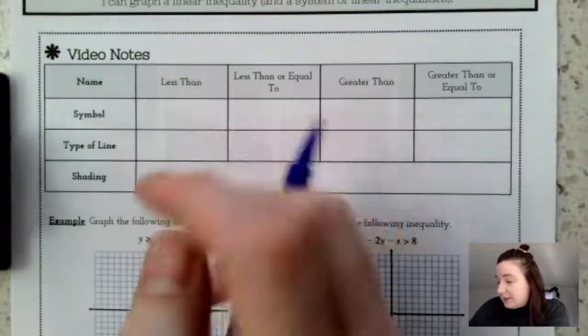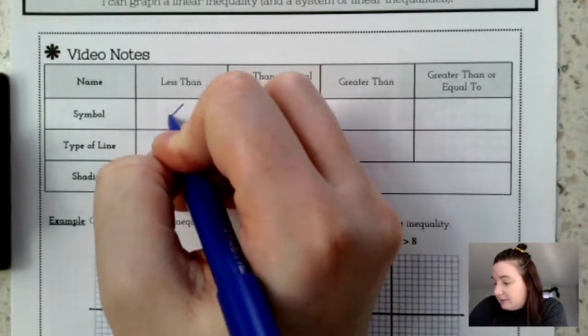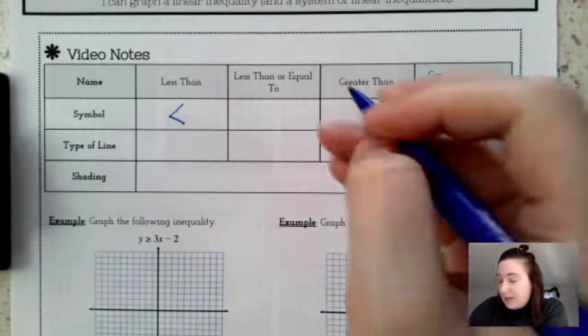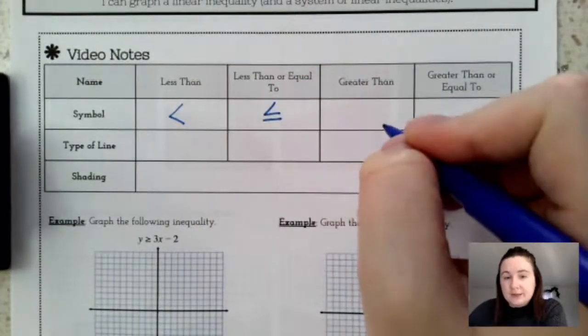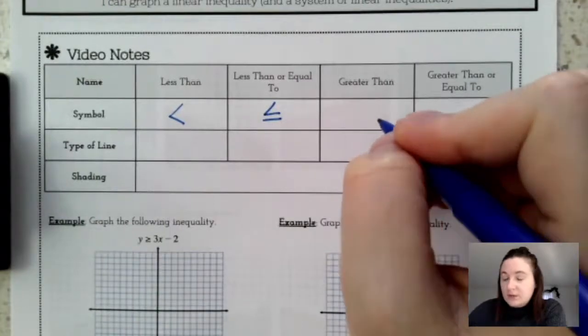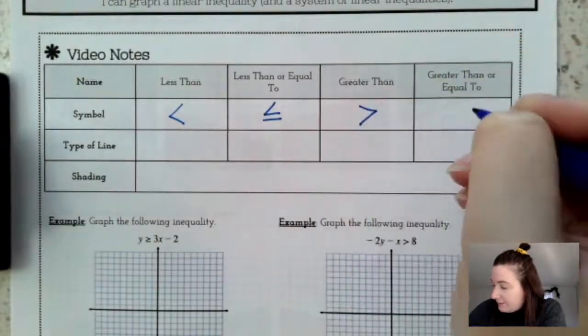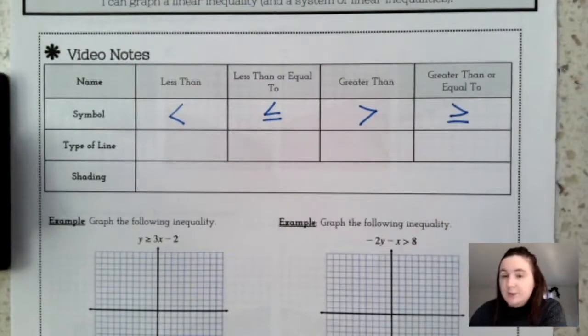Less than looks like an L. Less than or equal to is like the L but with a line underneath. Greater than is the opposite, and then greater than or equal to.